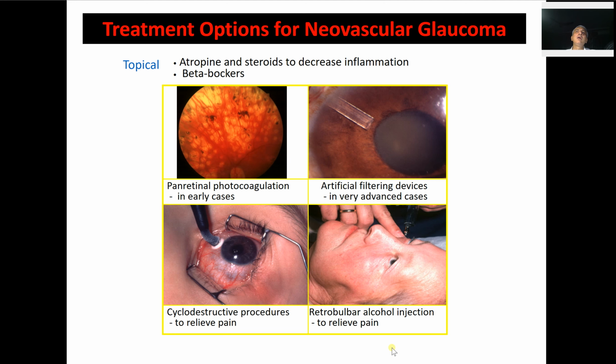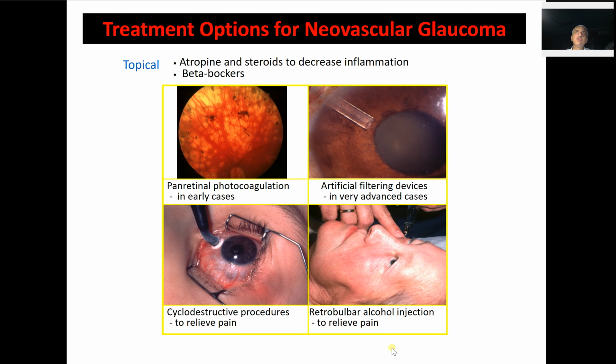The other thing you can do is cyclodestructive procedures to relieve pain, which can include cyclocryotherapy, which used to be done in older times, in which you would freeze the ciliary body about 1.5 millimeters from the limbus in a freeze-thaw technique, or you can do a cyclodiode laser in the same area, which causes the ciliary body to be destroyed in those areas, thereby reducing the production of aqueous.